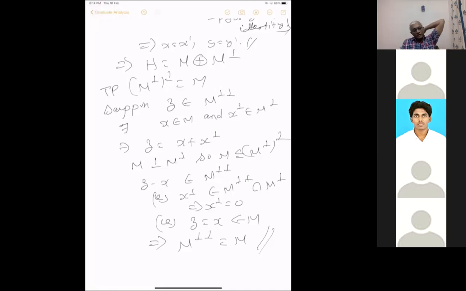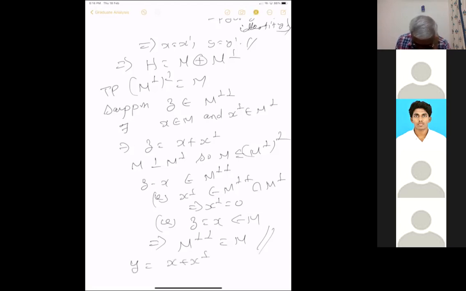Okay. So now this proves that. Now you can work with this. So now you can start with y and find the nearest point in m, which is some point x. Then you can write the decomposition. But the decomposition is unique. This decomposition of y into x plus x perp is unique.